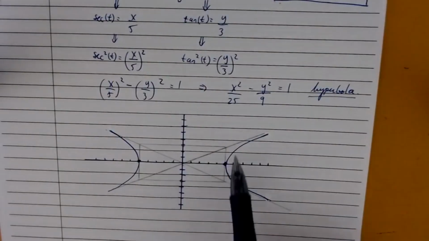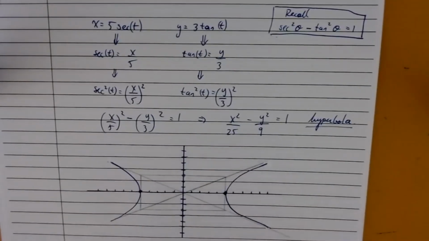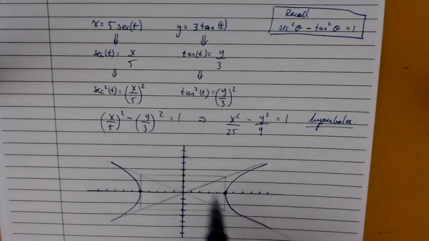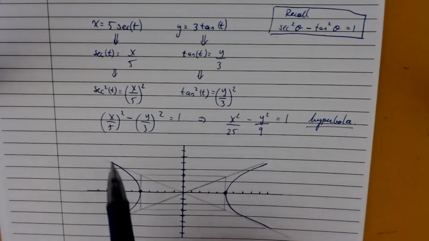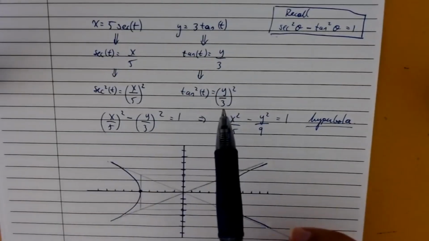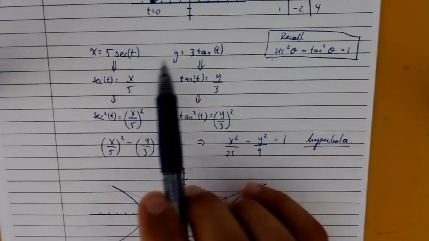This tells us where our points for our plane curve are. And we found that by using this Pythagorean identity. But now we need to figure out what the orientation of this is. So what we're going to do is we're going to substitute in some values for t to find our orientation. Now, one thing to note though is we are free to plug in any values of t because we weren't given any restrictions.